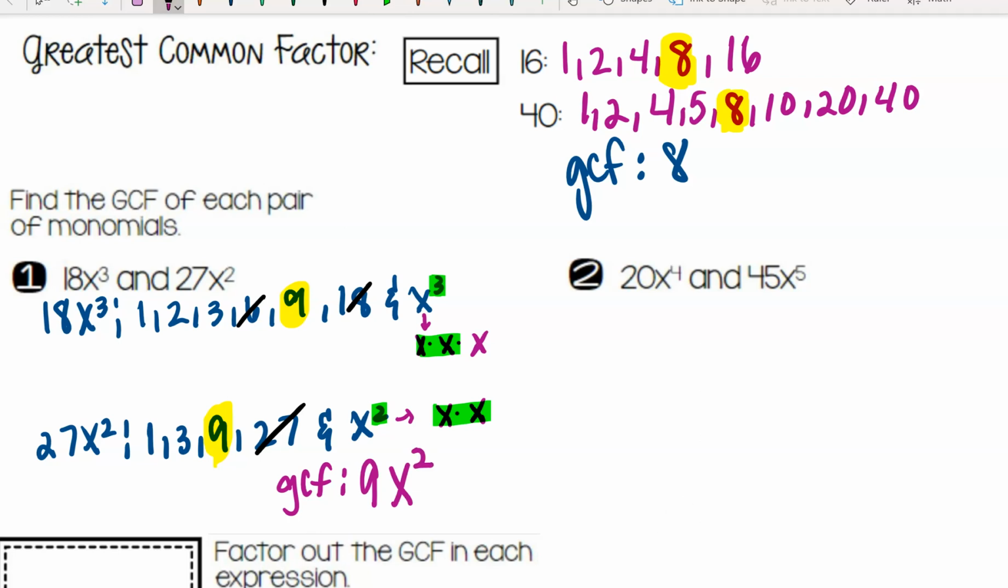So the GCF here would be 9x squared. When you look at your variables, look at those powers and see the maximum they have in common. You can't say that they have 3 in common because this one down here doesn't have 3, it only has 2. That's why we say 2 instead of 3. So I want you to go ahead and try part 2 on your own. Go ahead and do that now.